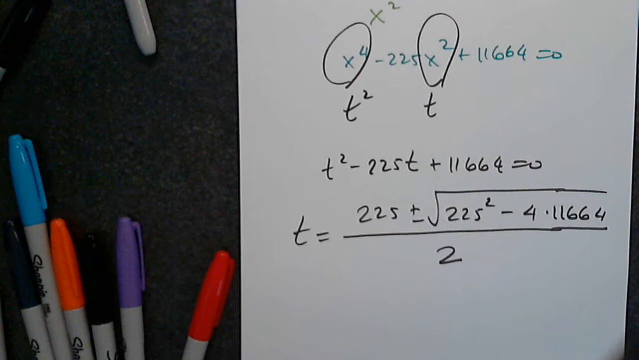Okay. So I have in parentheses 225 plus the square root in parentheses 225 squared minus 4 times 11664. Close the parenthesis, go outside, close the parenthesis and divide by 2. And of course, I need to determine the other one with a minus.